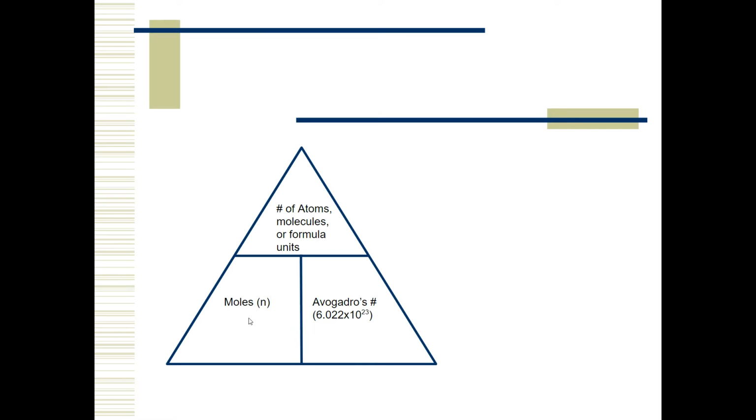So we can use the triangle of doom in order to rearrange any calculation that involves going between moles and some sort of particle using Avogadro's number. So if I multiply moles by Avogadro's number, I would get the number of particles. If I divided the number of particles by Avogadro's number, I would get the number of moles.